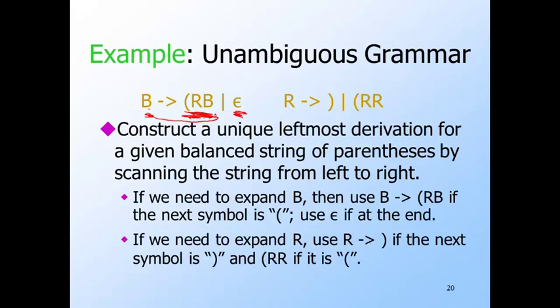If r is the leftmost variable, then the next input symbol forces us to use one of the two r productions. That is, if the next input symbol is right paren, you must use r goes to right paren. That's here. And if the next input is a left paren, you must use r goes to left paren followed by two rs. There's never an option, or the left sentential form we are deriving can never match the input string.